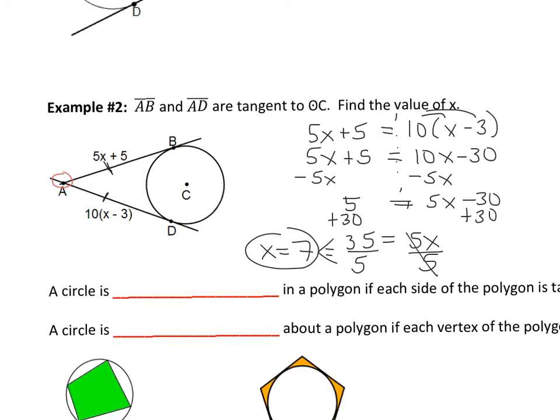Now, if we wanted to plug 7 in, we certainly could. We get 40 and 40, because 5 times 7 is 35 plus 5, which is 40. But just that simple.